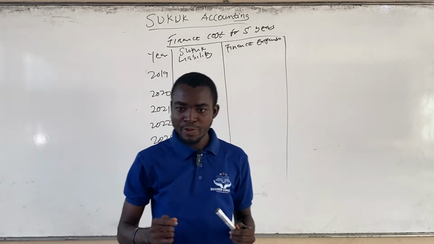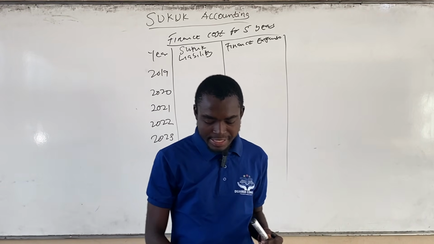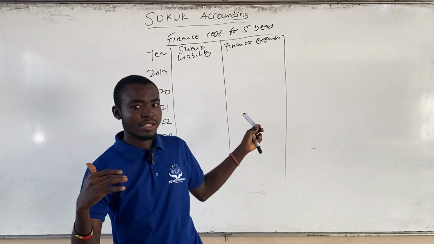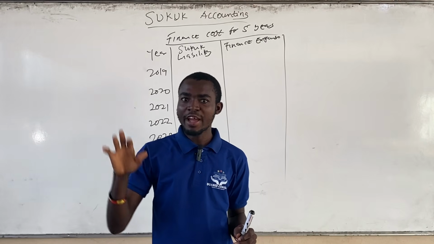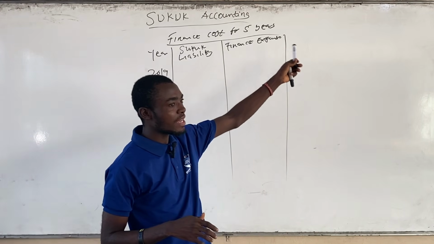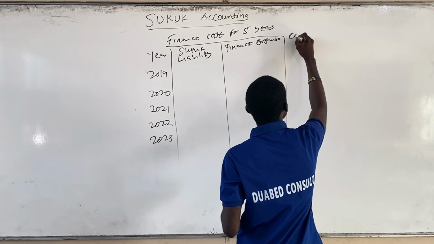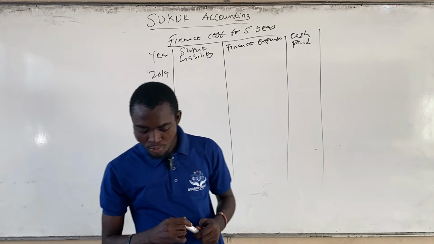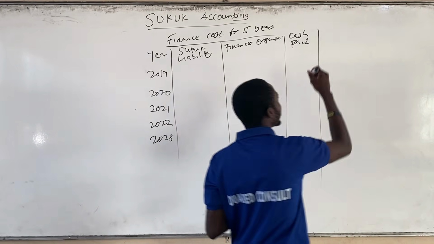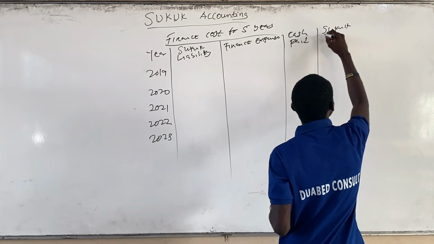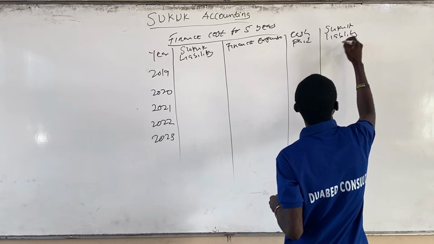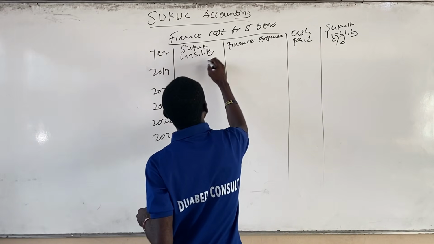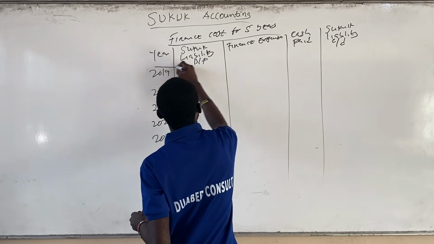And then the next column will be the cash paid, since it was stated that the SPV leases the asset to the originator at 5 million annually. So that will be the cash that they will be paying. And then the last column will be the Sukuk liability, that's the closing balance, the balance carried down. And over here will be the balance brought forward, that's the opening balance.